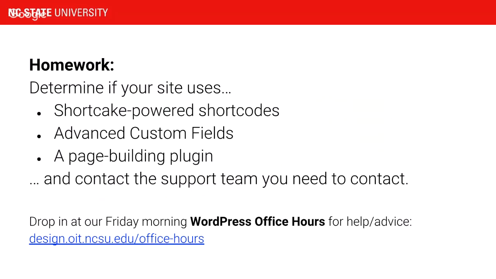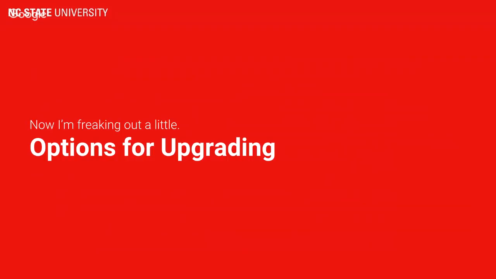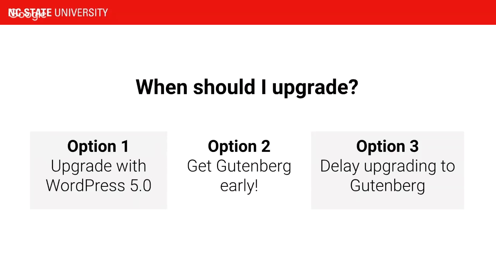So in case you're freaking out a little, which is reasonable given that it's theoretically coming out on Thursday, two days from now, when should you upgrade? Option one, with WordPress 5.0. Option two, get Gutenberg early, which is not so much an option anymore. And option three is delay upgrading to Gutenberg.